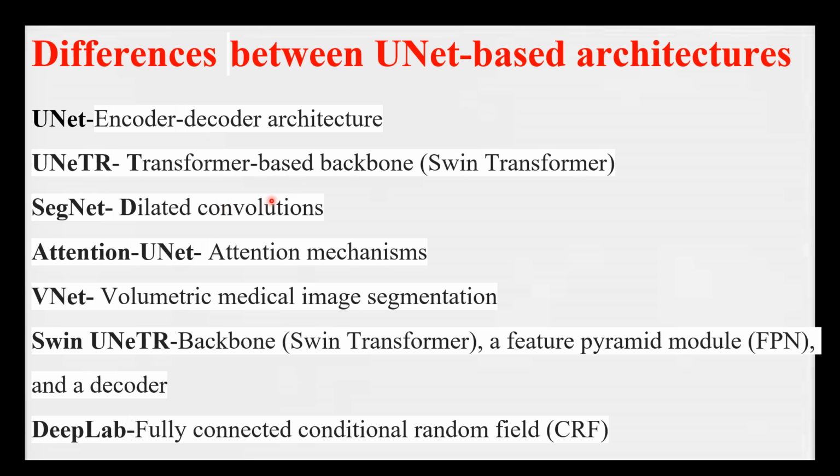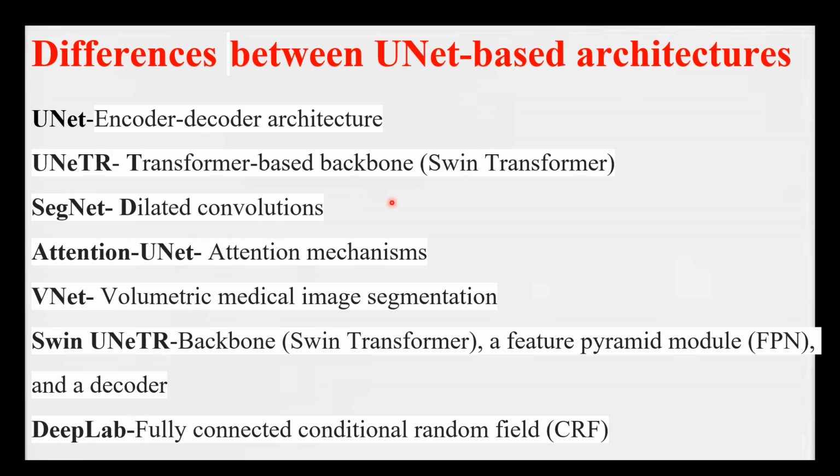Then we have SegNet. Now SegNet is an encoder-decoder architecture for image segmentation tasks. It uses dilated convolutions in the encoder to capture contextual information while keeping a small spatial resolution. And the architecture also incorporates skip connections between the encoder and decoder to preserve spatial information.